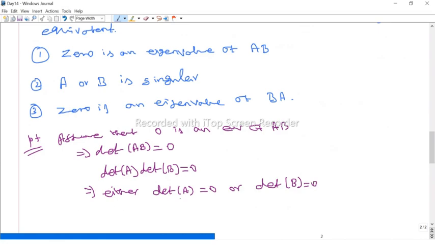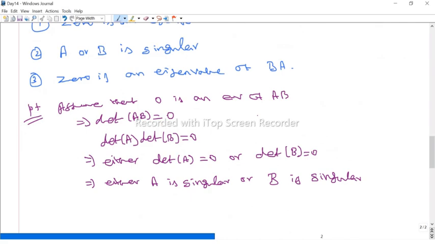Okay, so determinant of A is 0 means what? A is singular. That implies that either A is singular or B is singular. Singular means what? Not invertible. So either A is singular or B is singular. Now we proved 2: if you assume 0 is an eigenvalue of AB, then either A or B is singular.